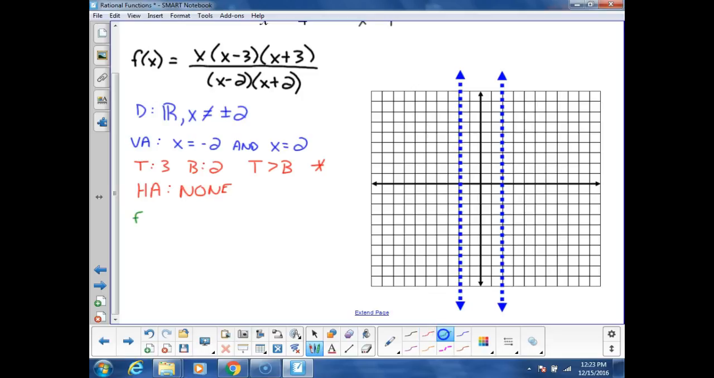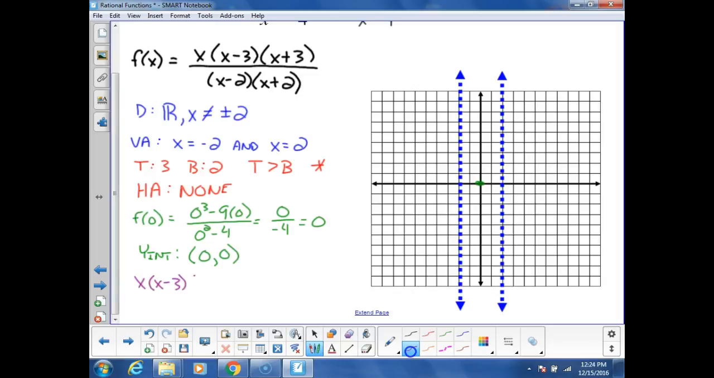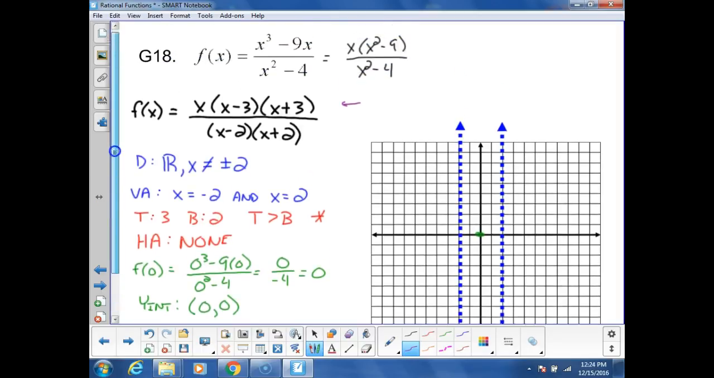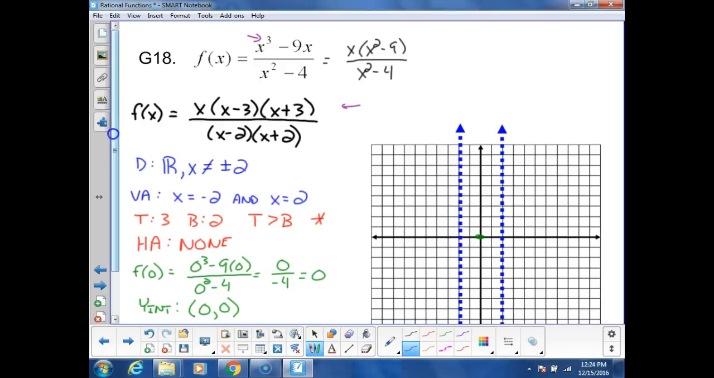F of 0 then is going to be 0 cubed minus 9 times 0 all over 0 squared minus 4. That's 0 over negative 4, which is 0. So I get a y-intercept of 0, comma, 0. Yes? Yes. x times x minus 3 times x plus 3, my numerator. I'm going to use this one right here because it's already factored.